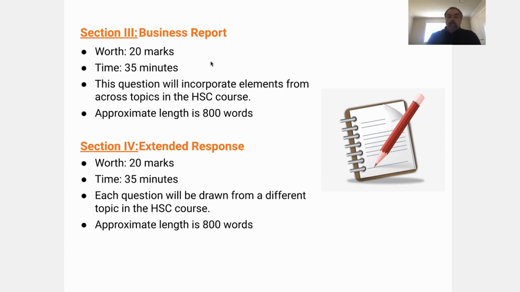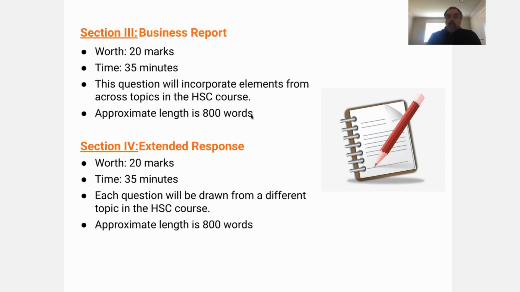The questions can come from any of the 4 topics. The thing to note here, there will only be 2 topics tested. So 2 tested in the report. The 2 that are not tested would be in the extended response. So for example, if the report had a marketing component and a finance component, then the extended response would have HR and operations.